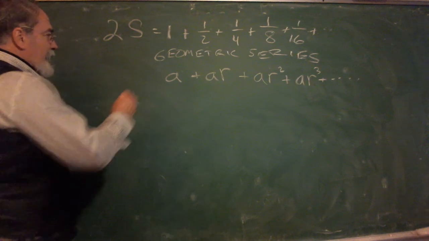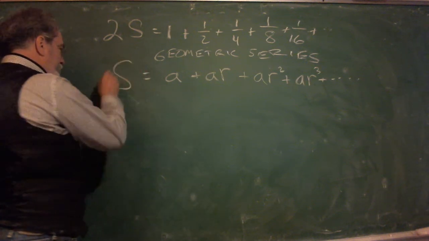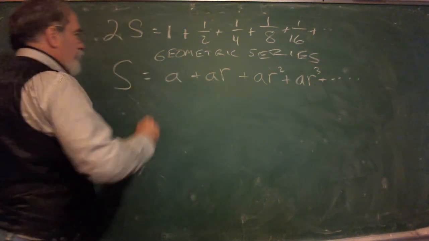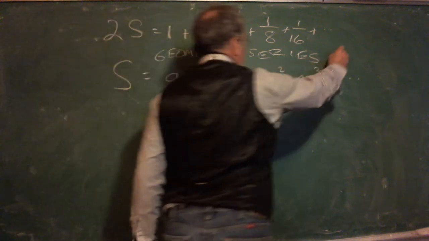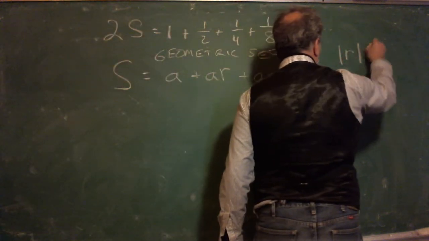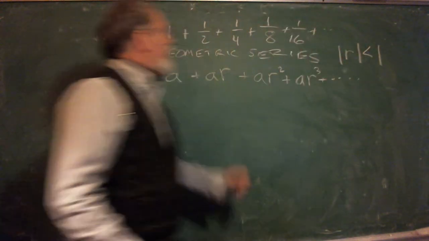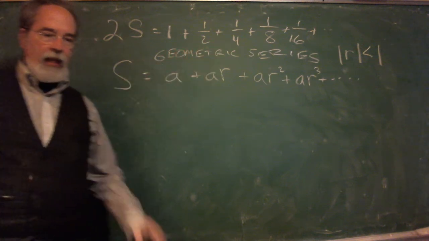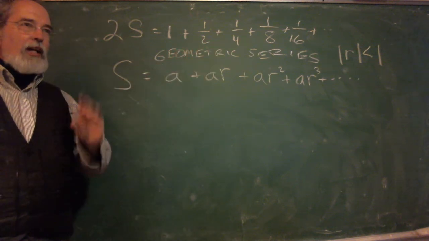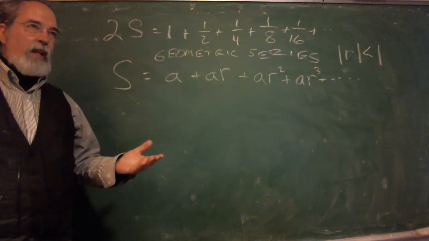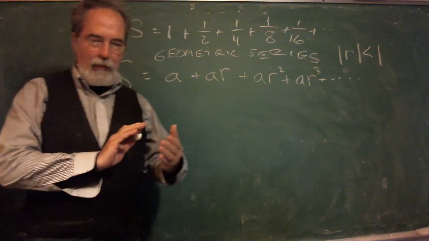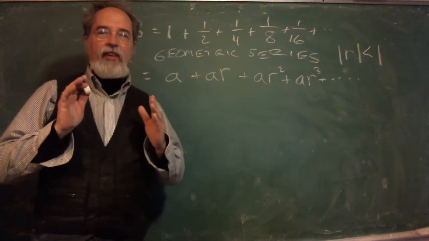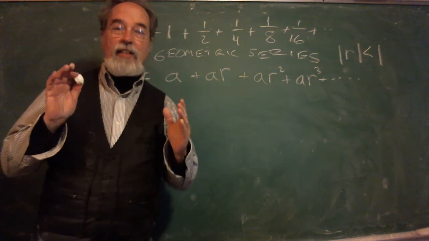But I need, let's call it S, but I need to know that these numbers are getting smaller. So there is a rule for geometric series. I need the absolute value of R to be less than 1. If you look at the one on the board here, I'm multiplying by a half each time. If you multiply by a number that makes each term smaller, you've got a really good chance that everything adds up, and you've got a trick to get the sum. You can actually add up an infinite number of things and get a finite sum.